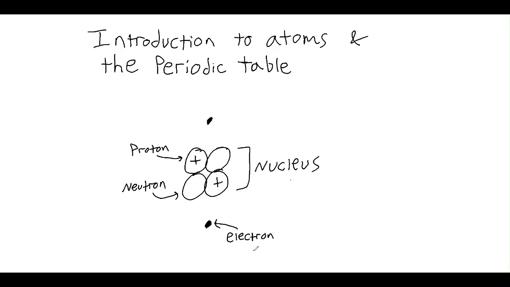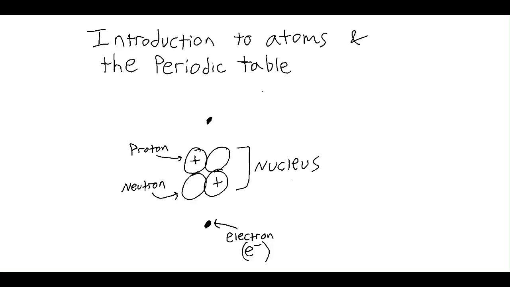And we often represent electrons with this symbol here, an E-. And the electrons occupy the orbit of the atom, which is the space outside of the nucleus. The difference between the different atoms is their relative number of protons, neutrons, and electrons.